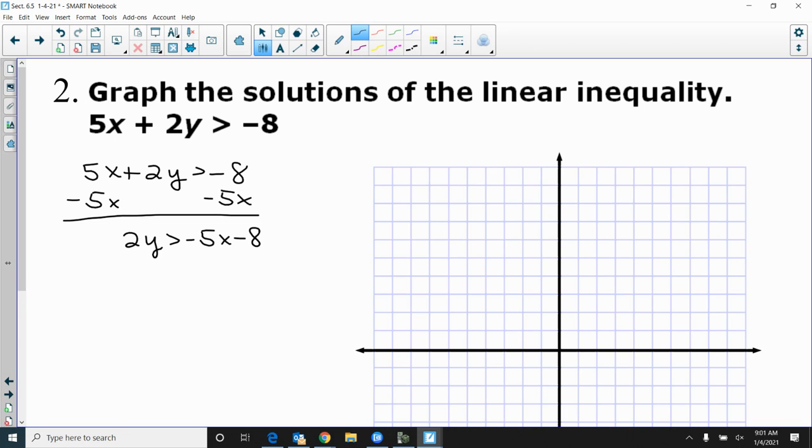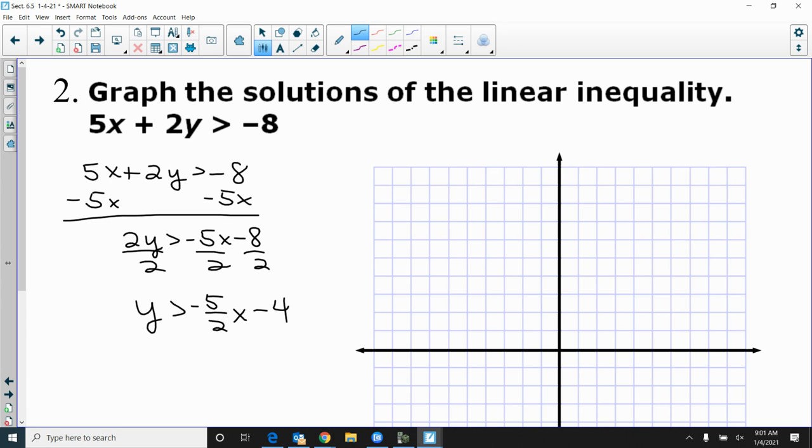And now divide each piece by 2. And I get y is greater than negative 5 halves x minus 4. And just leave that as 5 halves. Don't make it a decimal. We never want to do that with slope. So once you have negative 5 halves x minus 4, we want to graph that.